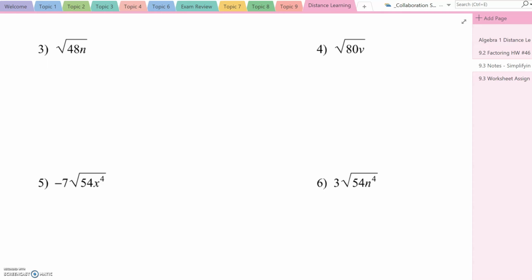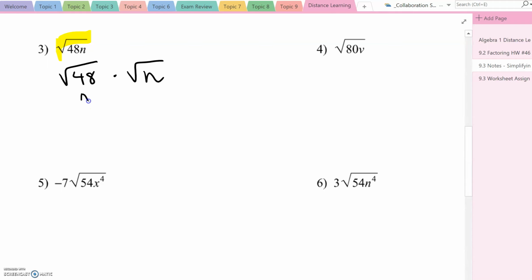So when we're looking at the square root of 48n, what I recommend you do here is break it into the number and the n, okay? So the square root of 48 times the square root of n is how we're going to start this out. Now the square root of n, that's just a letter, that's not going to simplify, so that's just going to be on our final answer way at the end.